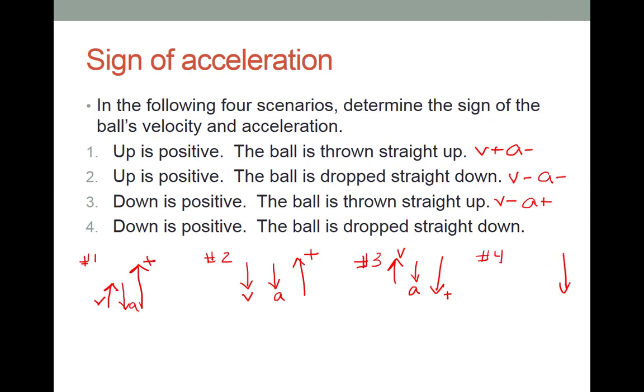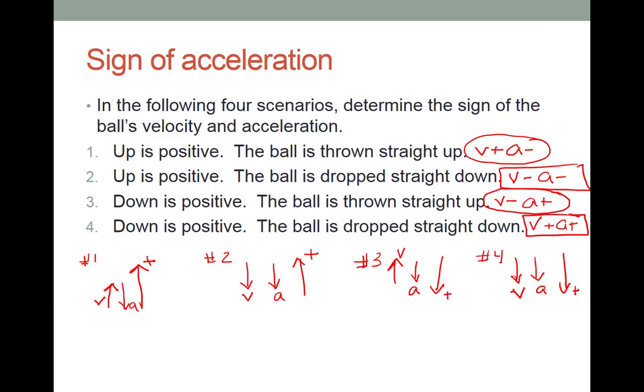And the last scenario, let's see, I think I have room over here. We have down positive, we have velocity downward, and we have acceleration downward. Because both of those are downward and down is positive, both velocity and the acceleration are positive. And what we see is no matter what direction we defined as positive, when it was slowing, they had opposite signs. And when it was increasing in speed, they had the same sign.